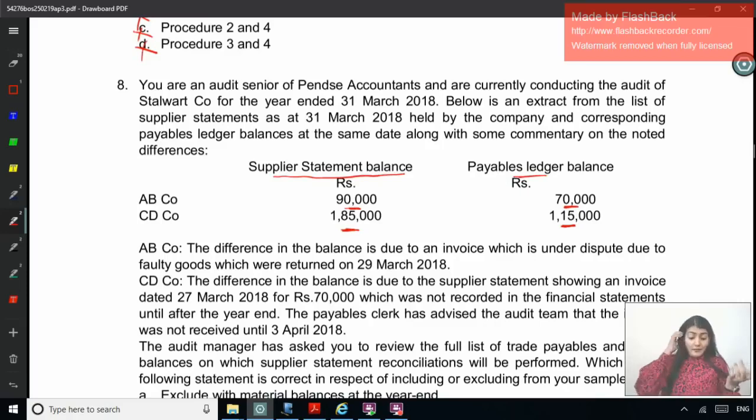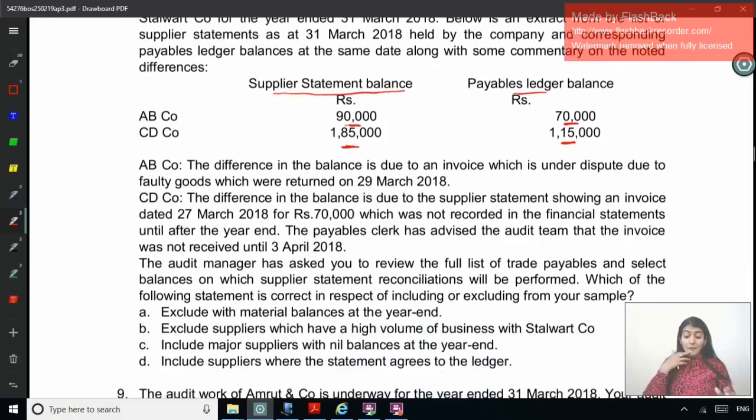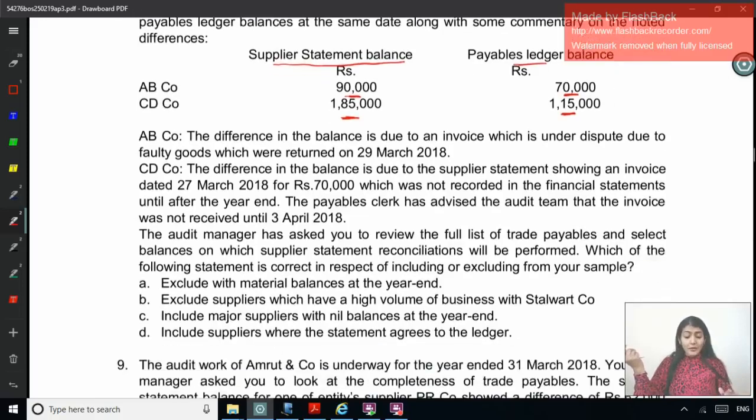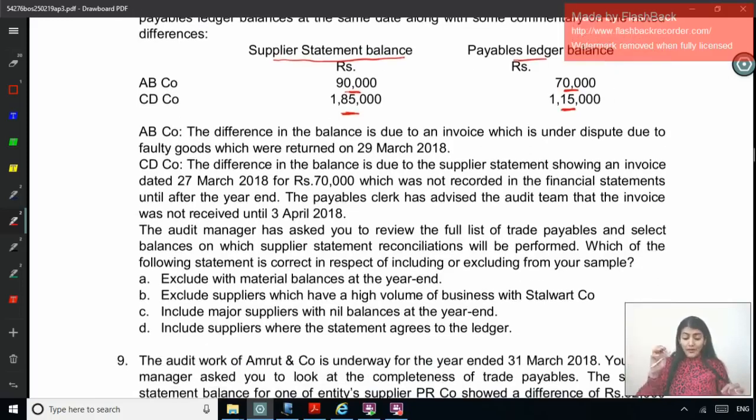AB and company, the difference in the balance is due to an invoice which is under dispute due to faulty goods which were returned on 29th of March, 20,000 rupees. The difference in the balance is due to the supplier statement showing an invoice dated on 27th March for rupees 70,000 which was not recorded in the financial statements until after the year end. The payable clerk has advised the audit team that the invoice was not received until 3rd of April. The audit manager has asked you to review the full list of the trade payable and select balances on which supplier statement reconciliations will be performed.